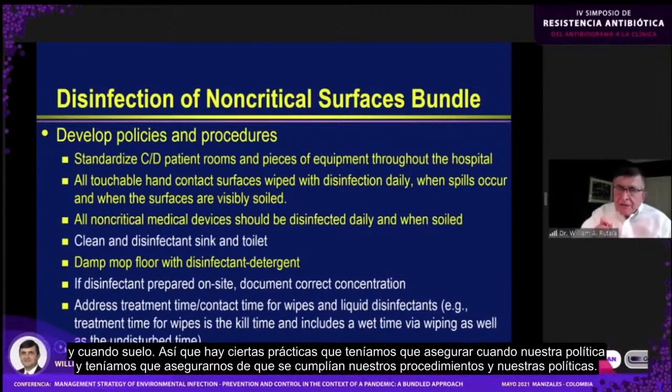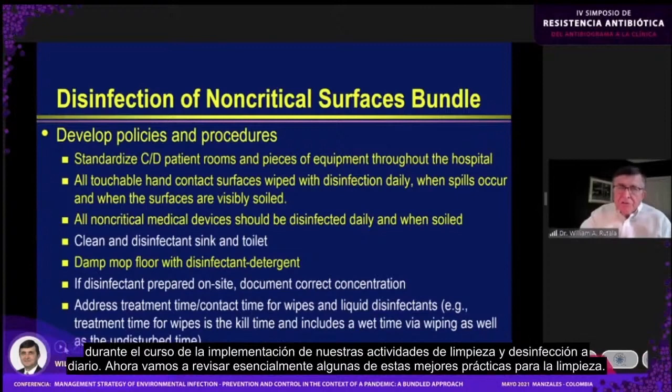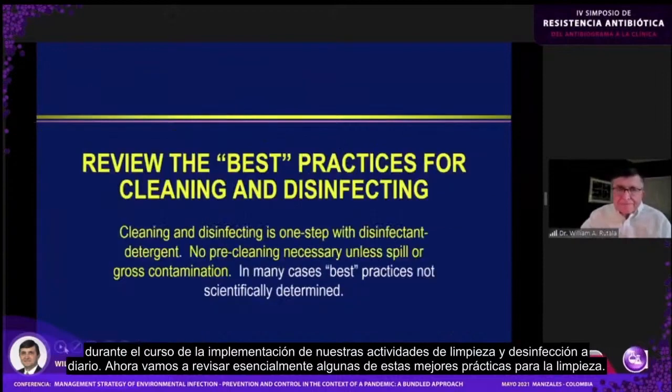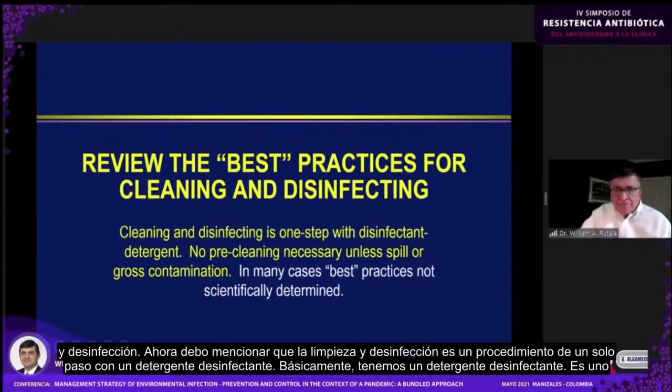So there are certain practices that we had to ensure were in our policy, and we had to ensure that there was compliance with our procedures and our policies during the course of implementation of our cleaning and disinfection activities on a daily basis. Now we're going to review some of these best practices for cleaning and disinfection.